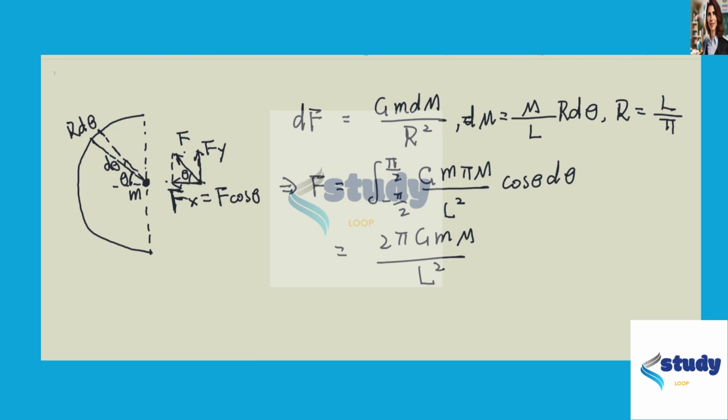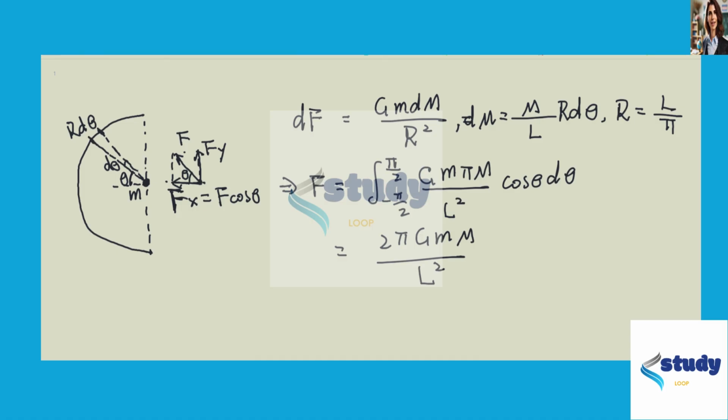Okay, so the total arc length of this semicircle is L, right? So the angle from here to here is pi. So the radius of this semicircle is R equal to L divided by pi. So if we want to find the force coming from the whole semicircle, we need to look at each tiny part of this semicircle.